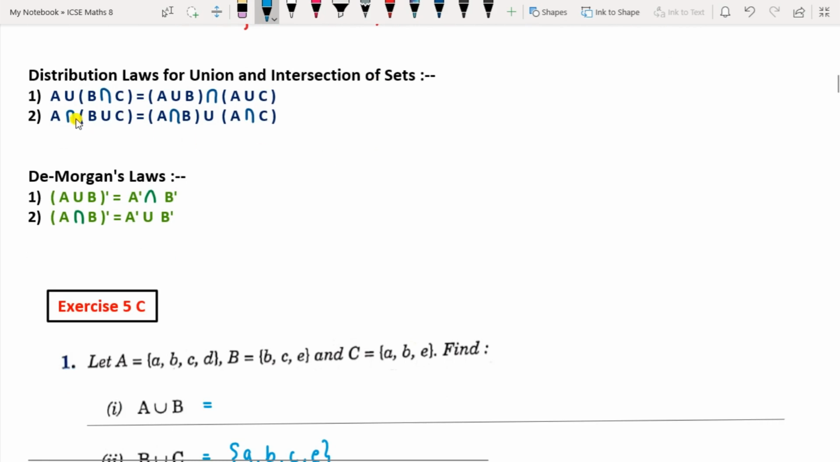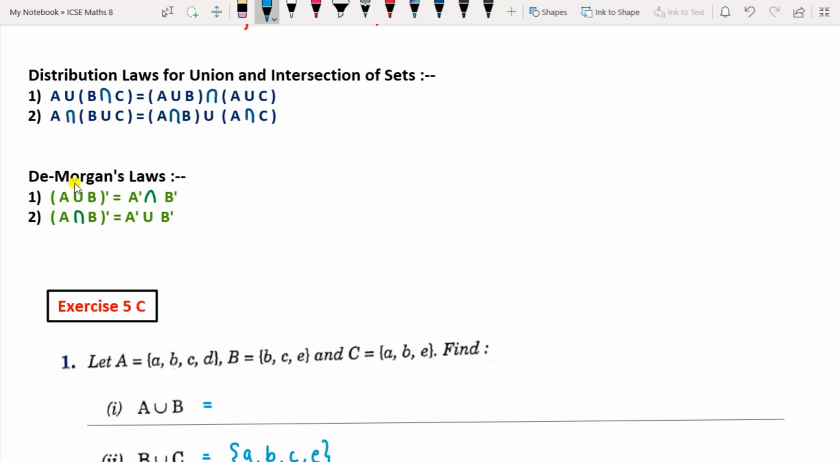Next thing is distribution laws for union and intersection of sets. This is the distribution law as you have seen in algebra. Similar thing: whatever the set is outside the bracket, you have to multiply with each and every set inside the bracket. That is the distribution law. This is for union and this is for intersection. So the answer will be A union (B intersection C) equals (A union B) intersection (A union C), and the RHS for the other will be (A intersection B) union (A intersection C).